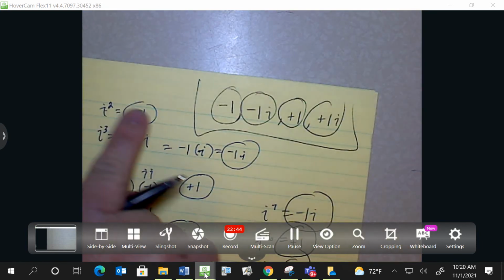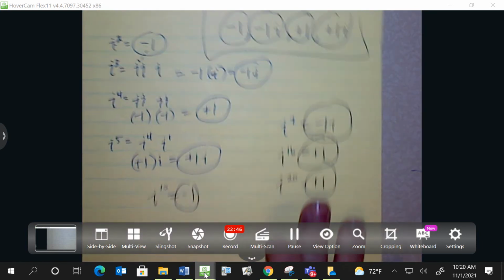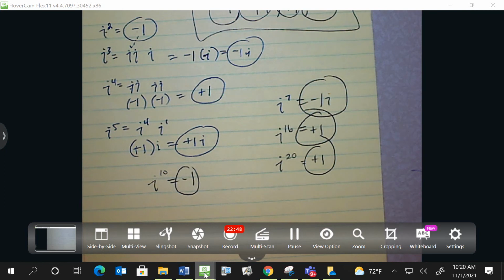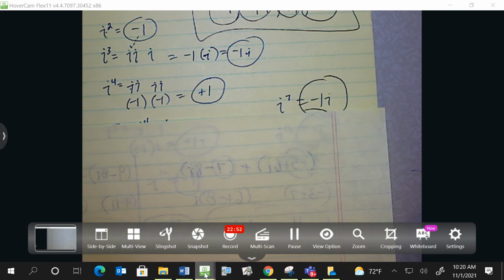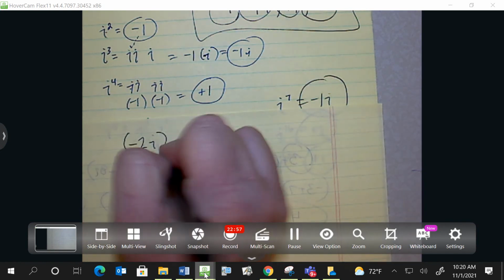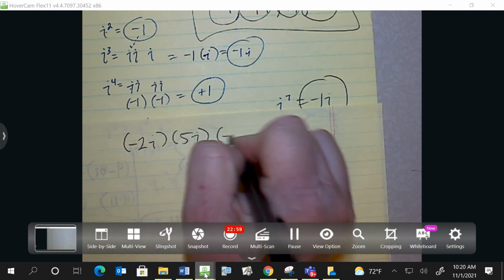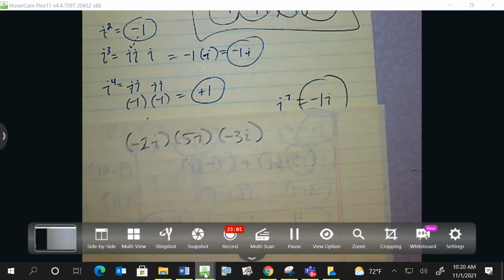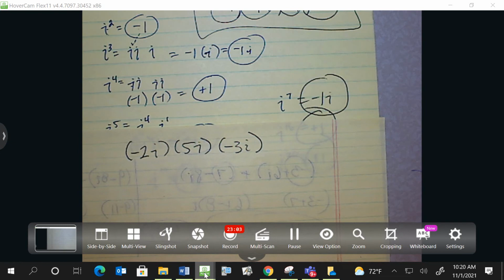So now, and everything, remember, goes back to this. So I will probably flip it back around, but let me see if this will help us. It won't be quite as confusing. Okay, let's do this one. I want you to write this down: negative 2i times 5i times negative 3i. Well, how do we go about doing this?